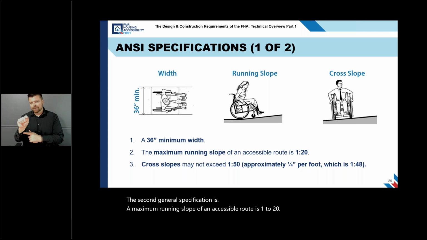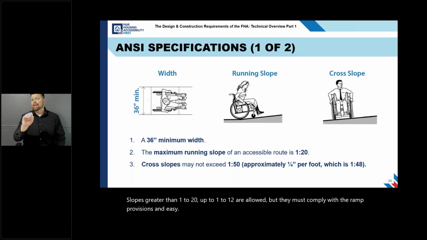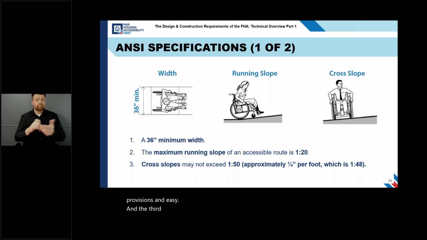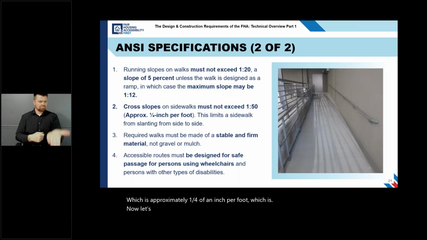Slopes greater than 1 to 20, up to 1 to 12, are allowed, but they must comply with the ramp provisions in ANSI. And the third specification, cross slopes may not exceed 1 to 50, which is approximately 1/4 of an inch per foot, which is 1 to 48. Now, let's discuss the ANSI specifications for an accessible route in more detail.